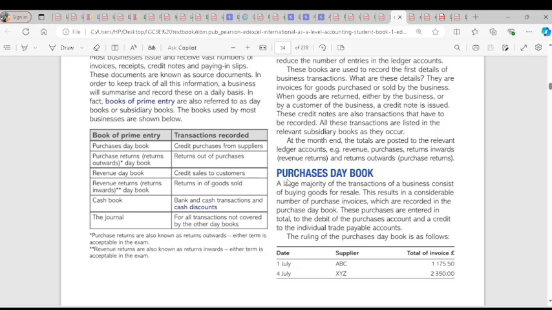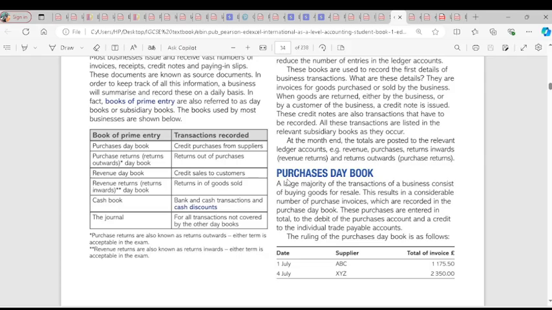So we call it returns day book. Returns outwards is from the business to the supplier, to the credit supplier. And returns inward is from the customer to the business. Okay. Is it clear?